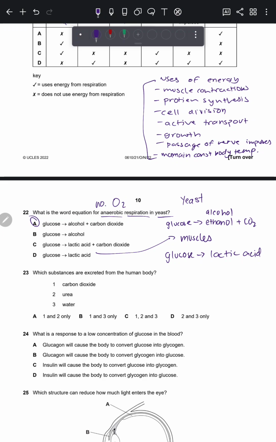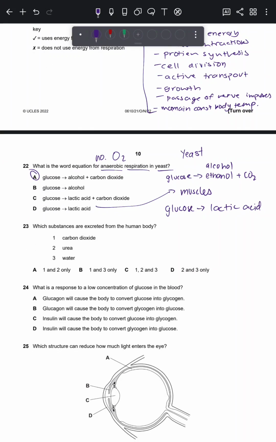Which substances are excreted from the human body? From the human body, carbon dioxide is excreted from the lungs, urea is excreted from the kidneys, and water is excreted also from the kidneys, but it is excess water that is excreted. So if we look for an option with just 1 and 2, we will find it, but I'm not actually sure if water is considered. I would say 1, 2, and 3 then, because water is excreted.